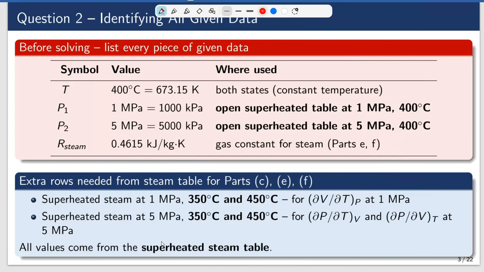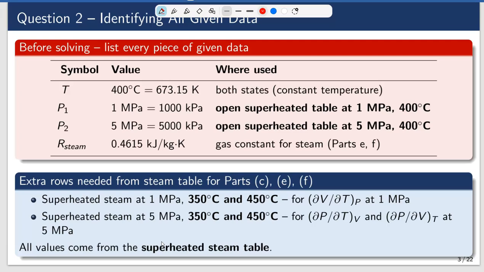So before solving that problem, we have to list every piece of given data. So here the T is given. T is 400 degrees centigrade. So both states means here constant temperature, and pressure is going up from P1 1 megapascal means 1000 kilopascal to 5 megapascal means 5000 kilopascal, and our R for steam is 0.4615 kilojoule per kg Kelvin.